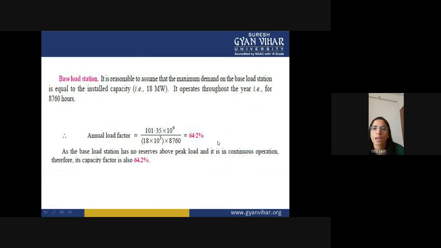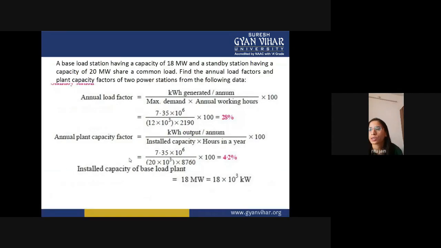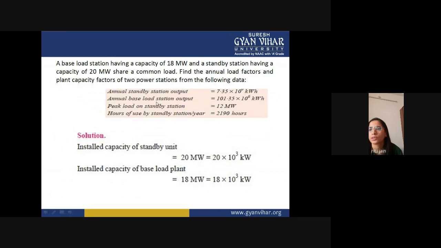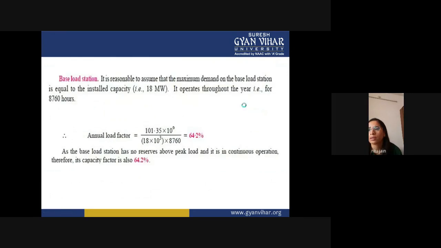So you can easily calculate the annual load factor, which is equal to unit generated through the power plant, which is your 101.35 into 10 to the power 6 kilowatt hour, divided by total time 8760, and multiplied by your maximum demand. So this is your 64.2%.